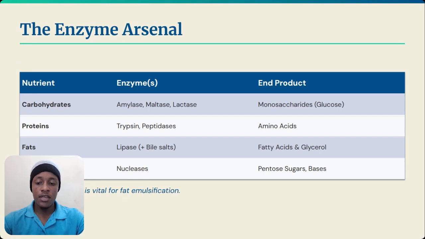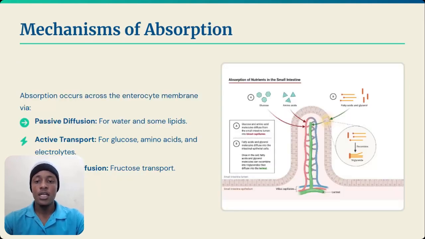Also, the bile from the liver is vital for emulsification. What is emulsification? Emulsification is the breaking down of big fat droplets into small droplets. Mechanism of absorption: absorption occurs across the enterocyte membrane via passive diffusion for water and some lipids, active transport for glucose, amino acids, and electrolytes, and facilitated diffusion for fructose transport.